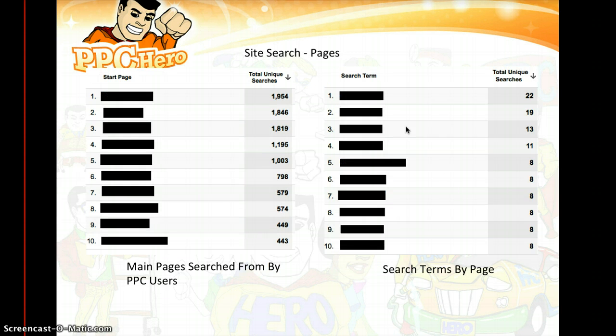If we look here by pages, you can see pages searched from. What that would suggest to me is you can find where people get lost. If you've got one or two pages with a lot of searches that aren't your home page, because that's always going to have a lot of searches, then it would say that people are going along the conversion path but aren't getting to where they want to be. So you can use this tool to try and improve how you funnel people through your conversion process. And then again, you can see search terms by page on the right hand side here.